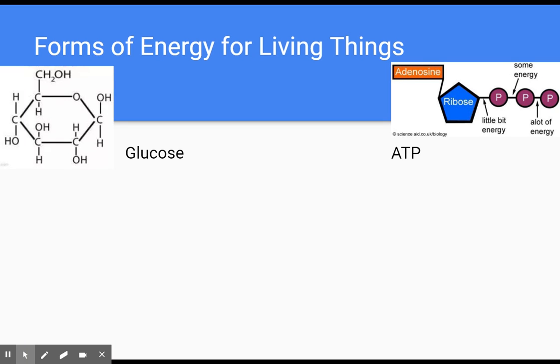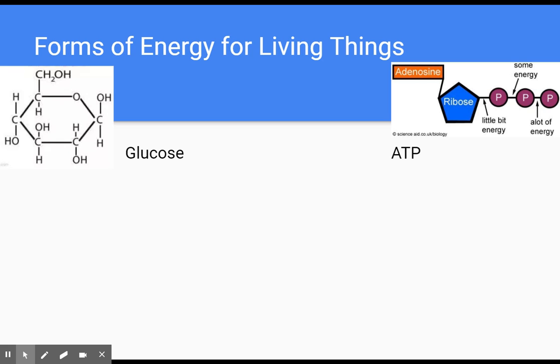On your piece of paper, make a two-column chart, one that says glucose and one that says ATP. Write down everything you know about glucose and everything you know about ATP. If this is the first time you're doing this video, you might not know a whole lot, but the more times you watch this video and review, the better you're going to get. So pause the video now and write down everything you know about those two.